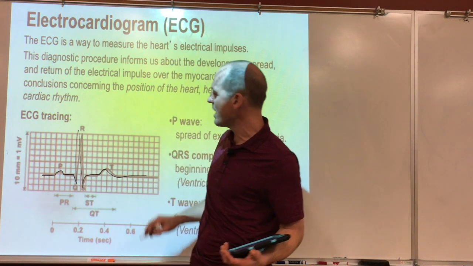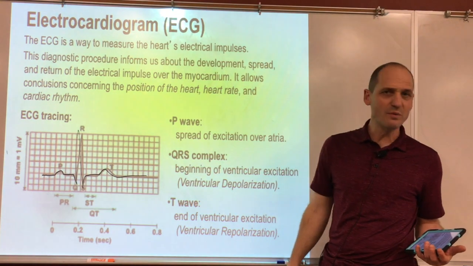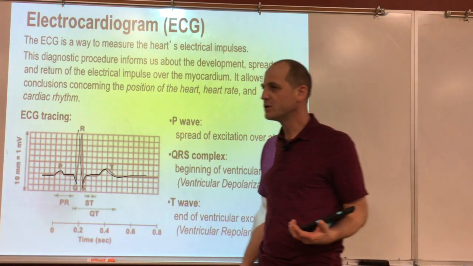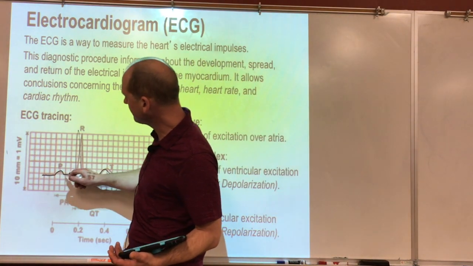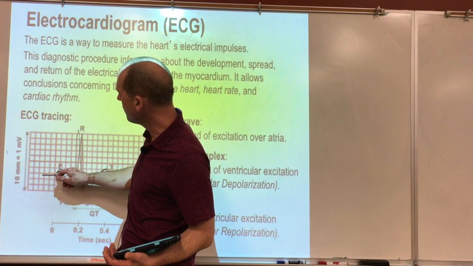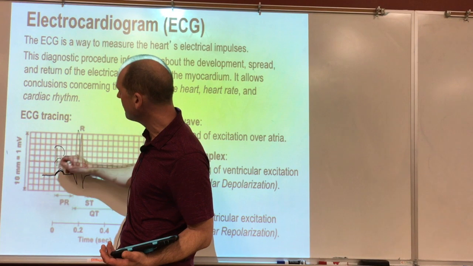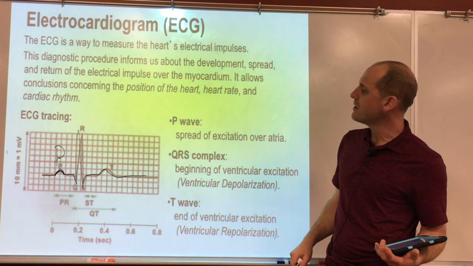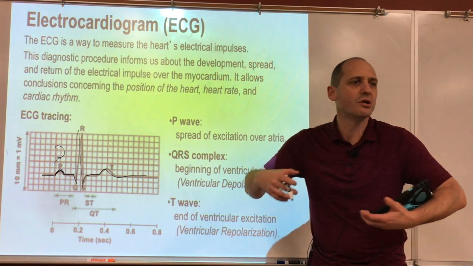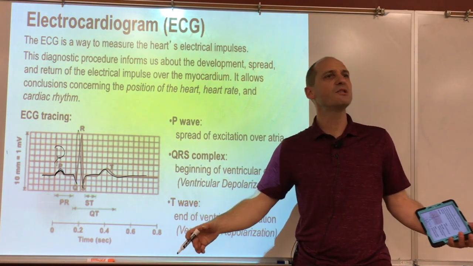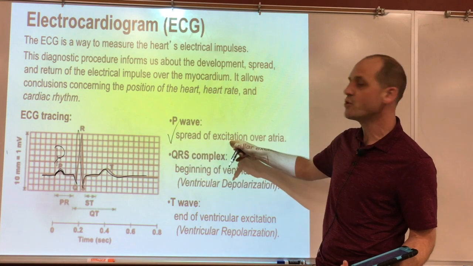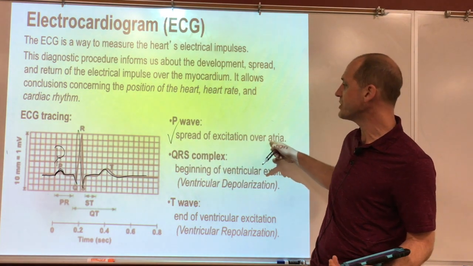And so we have these different wave things that come up. And so this measures electricity going through the muscle. So we have the first little bump here that we see, which is called the P wave. And the P wave is when the cells discharge, the electrical impulse goes over the atrium. So there's a spread of the excitation, that's a nerve impulse excitation over the atrium.